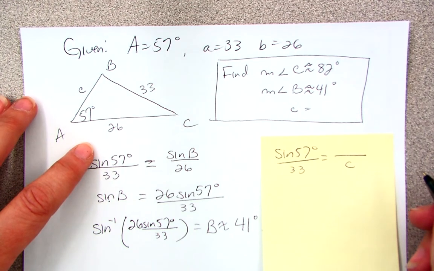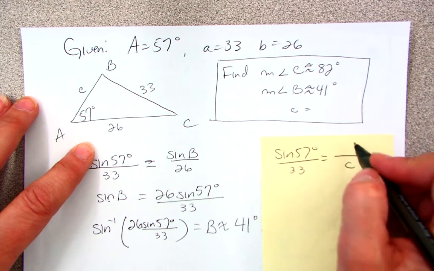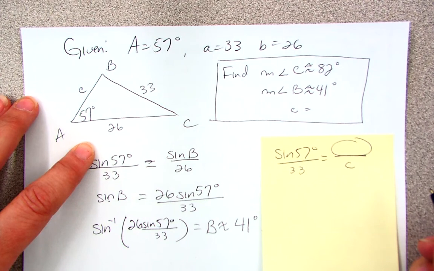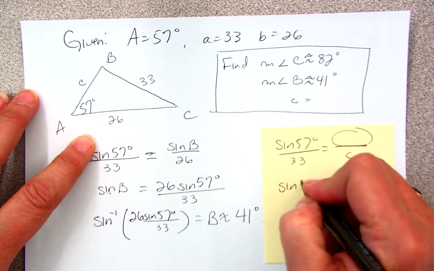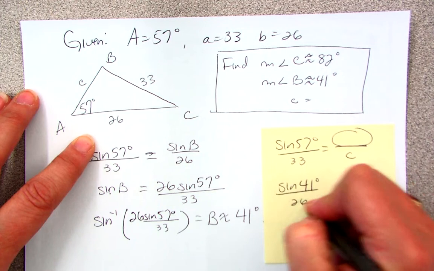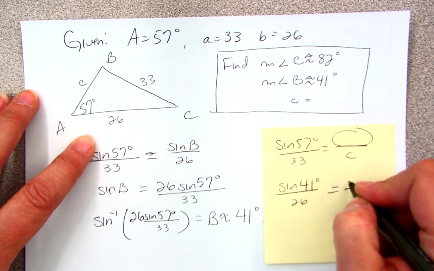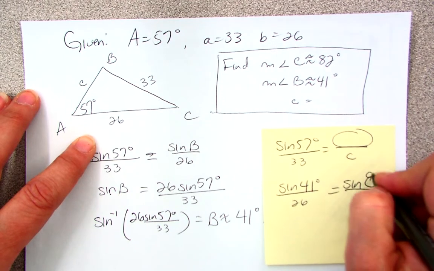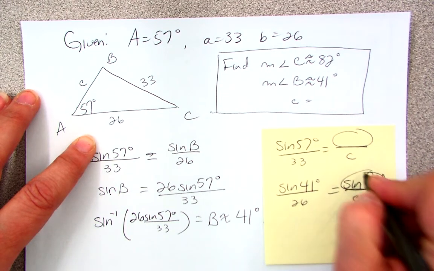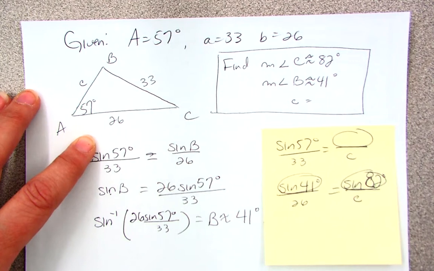Well, let's see. If I used B, isn't this guy here already going to be approximate? So if I do B, that would be sine of 41 degrees over 26, over, I need to find, what do I have? I have sine of C over little c. C is what now? 82. So this guy is approximate and this guy is approximate, and I have to find you.